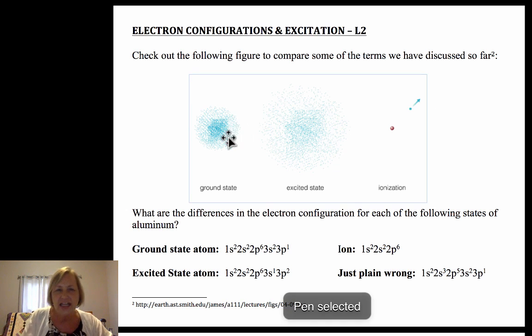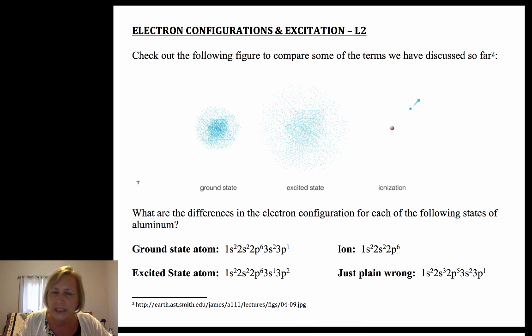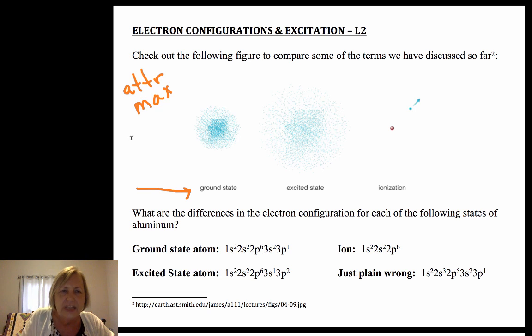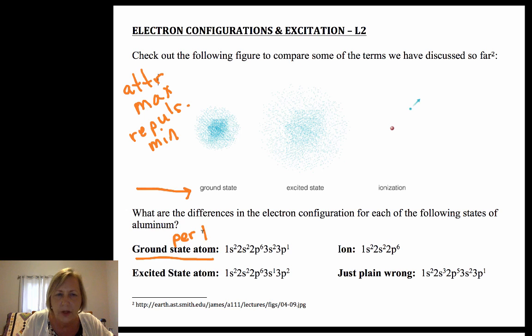Now, let's refer back to some key terms. The ground state is the lowest state possible. It's when attractions have been maximized and repulsions have been minimized. For aluminum, this is the ground state. It's what your periodic table is going to predict for you. So when you do your electron configuration from the periodic table, you're predicting a ground state electron configuration.